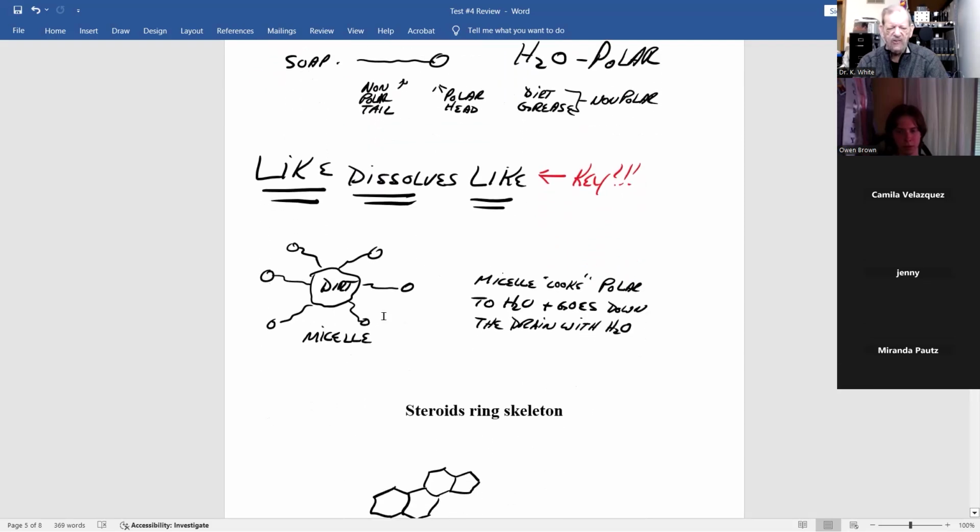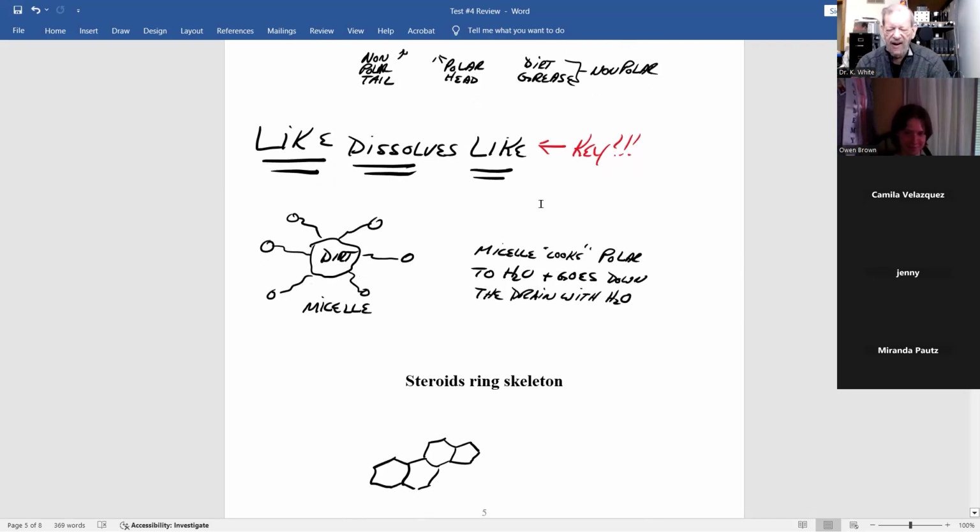And when you mix dirt, water, and soap together, you form a micelle, and the micelle now looks polar to water, and water says to the micelle, you're polar, I'm polar, let's dissolve and go down the drain together. And they do. Now, if you remember, I said there are two types of lipids, saponifiable and non-saponifiable.